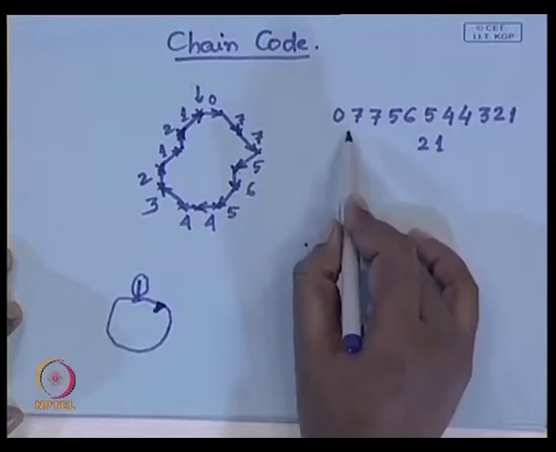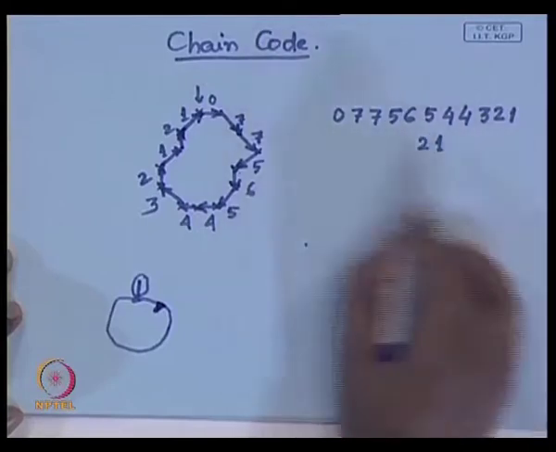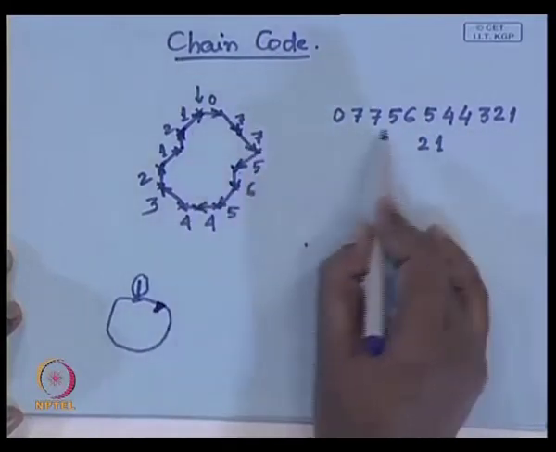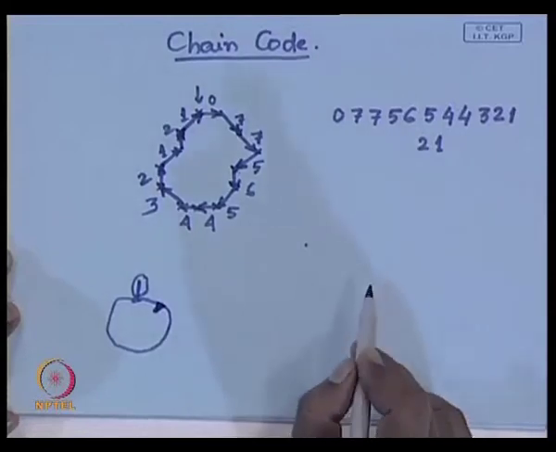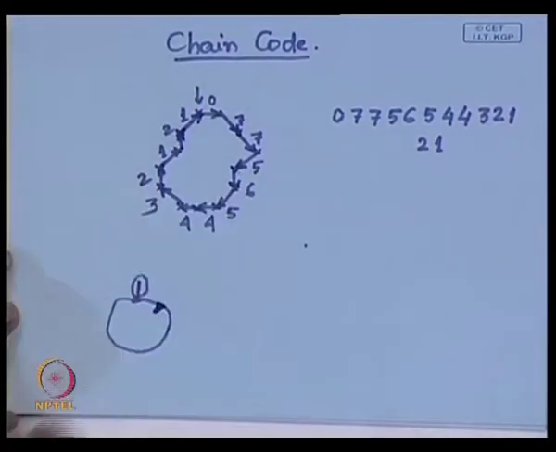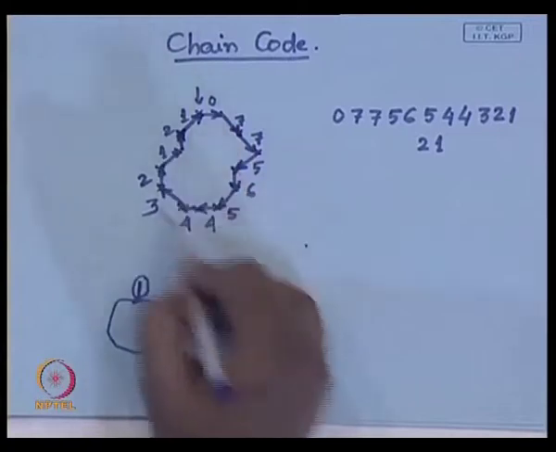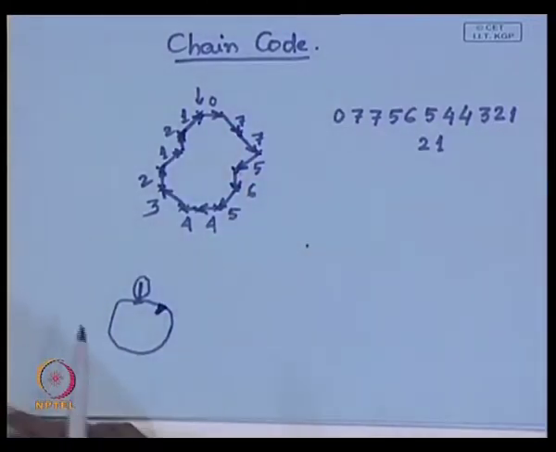Okay. So, coming back to this, the boundary is represented by a sequence of directions like this, and over here the length of the line segment is assumed to be 1, because I have moved from every pixel to its neighboring pixel. Okay. So, this boundary is represented by this kind of chain code, okay.